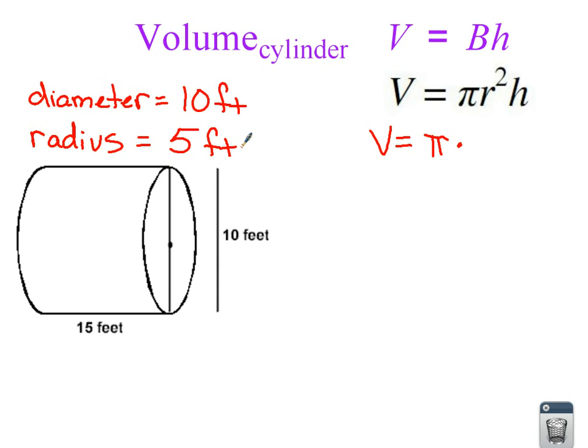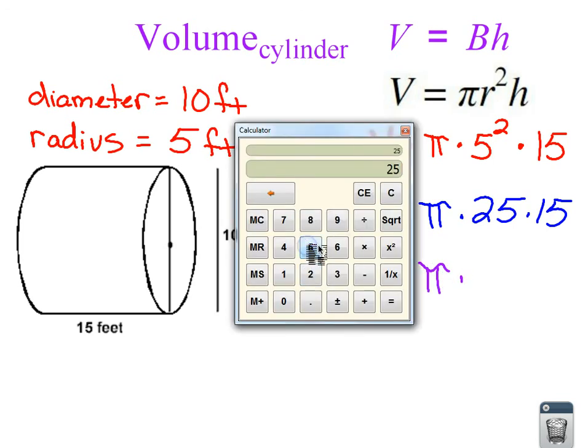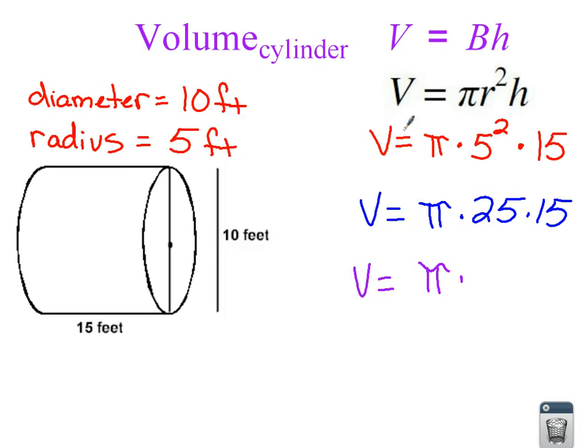Let's plug that into our formula. So pi multiplied by the radius squared multiplied by the height. And the height of the figure, if we were to stand this figure up, it would be 15 feet tall. All right, pi times 25 times 15. So the volume is equal to, let's see what 25 times 15 is very quickly, 375. And let's clean that up a little bit. So volume is equal to 375 pi.